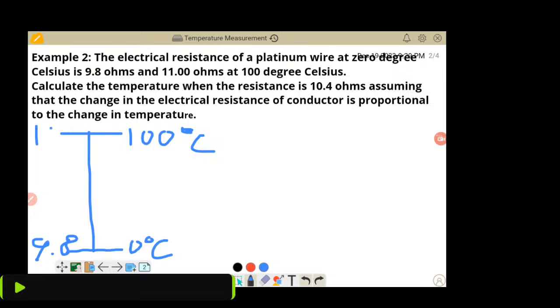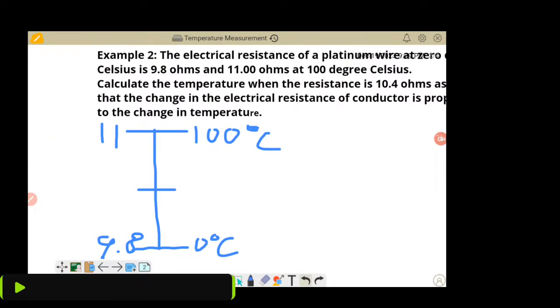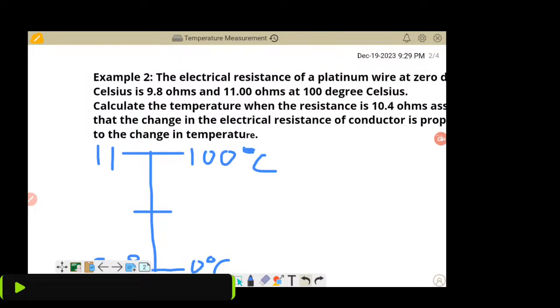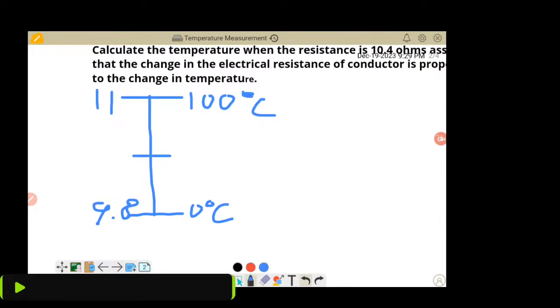So the question is, we have to calculate the temperature when the resistance is equal to 10.4. That is, when the resistance is equal to 10.4. Sorry for that.